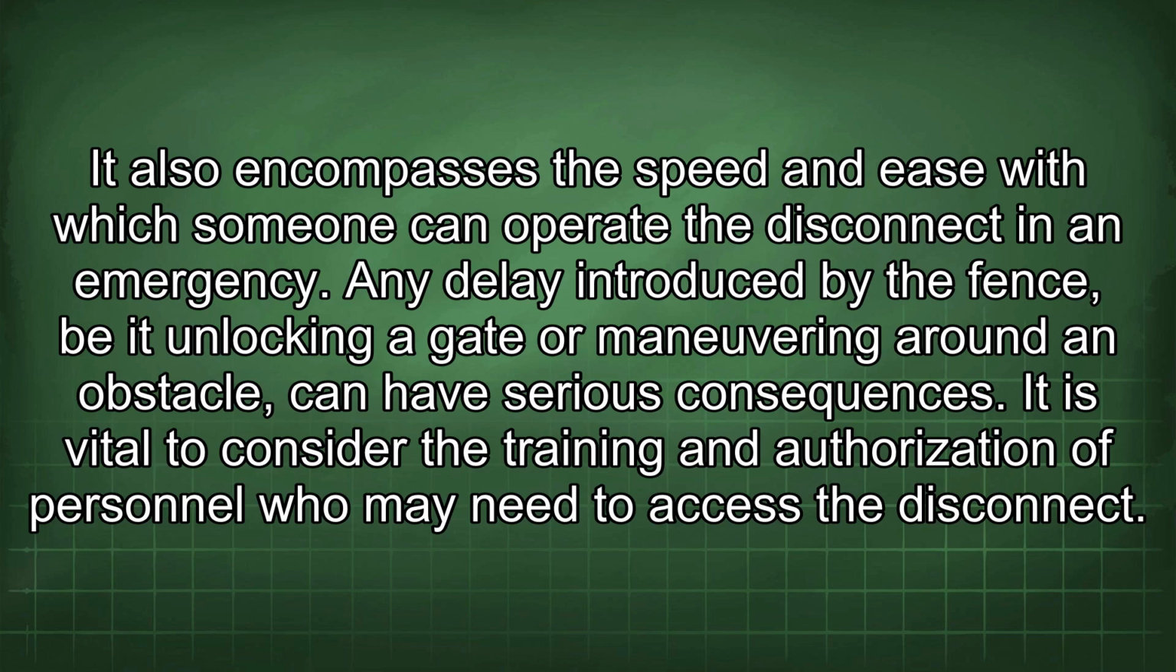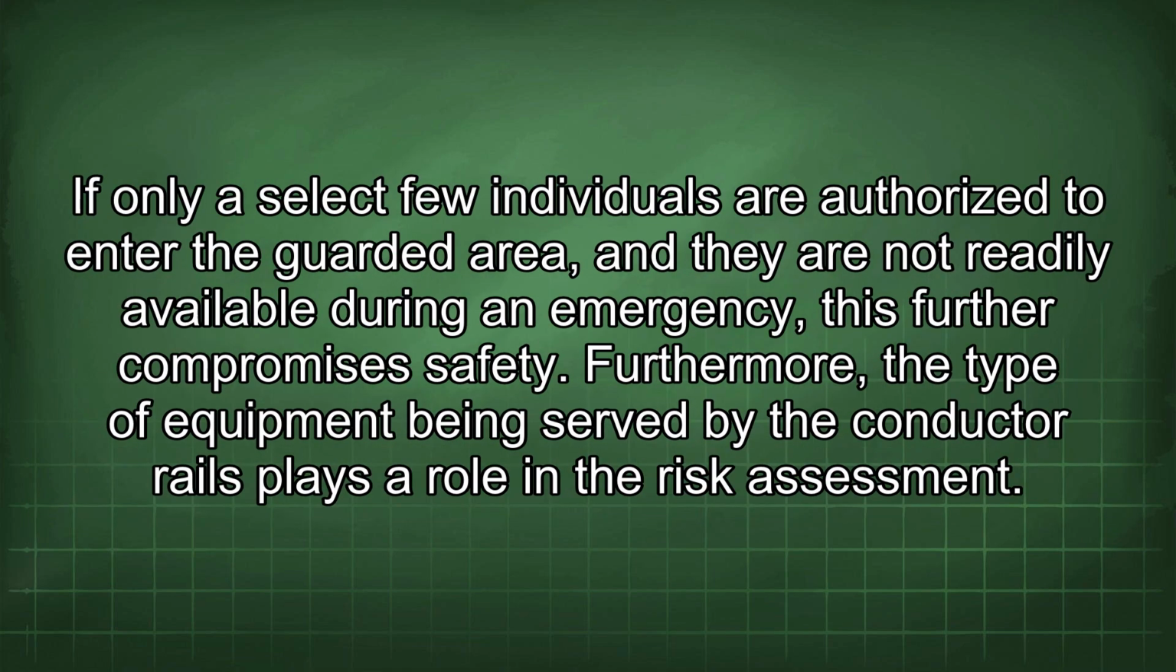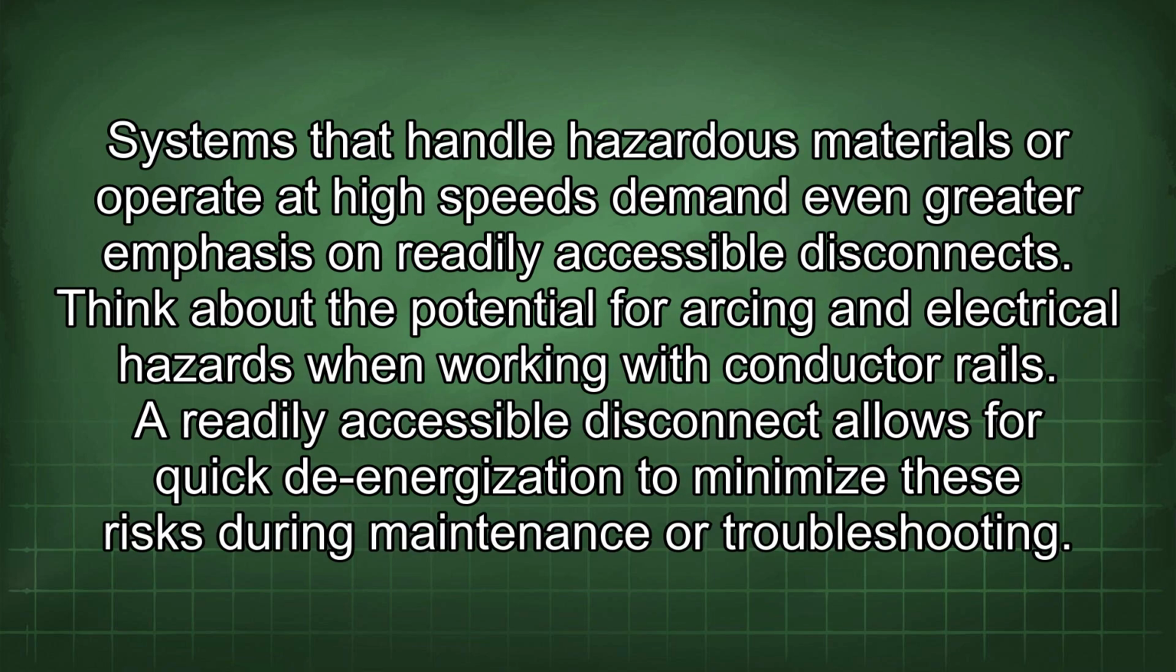It is vital to consider the training and authorization of personnel who may need to access the disconnect. If only a select few individuals are authorized to enter the guarded area, and they are not readily available during an emergency, this further compromises safety. Furthermore, the type of equipment being served by the conductor rails plays a role in the risk assessment. Systems that handle hazardous materials or operate at high speeds demand even greater emphasis on readily accessible disconnects.